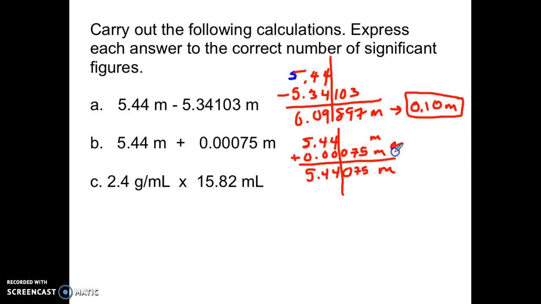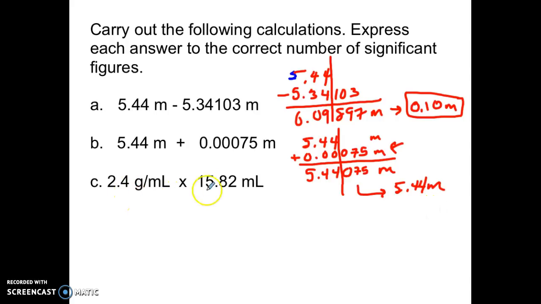This is so small of a measurement compared to the confidence in the 5.44, it is insignificant. So what you should be reporting is 5.44 meters. This is true. This is not a lie. Get used to it, okay?